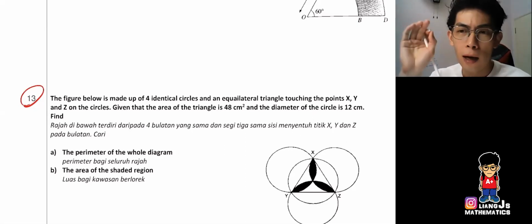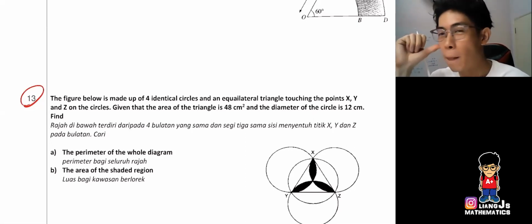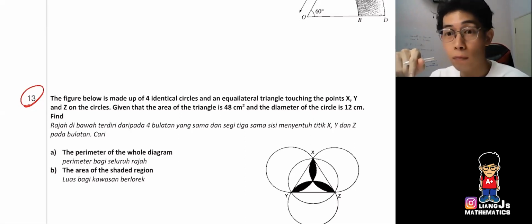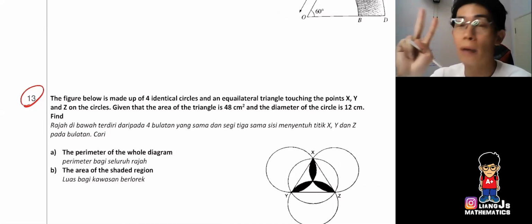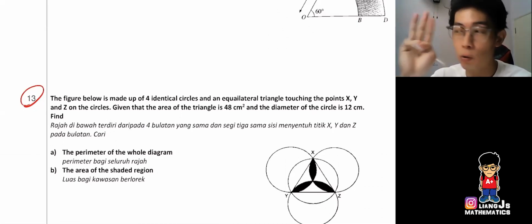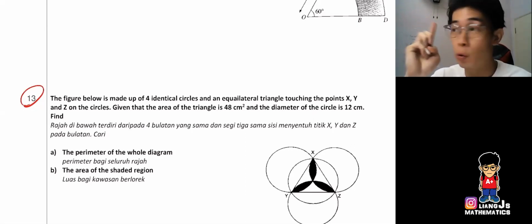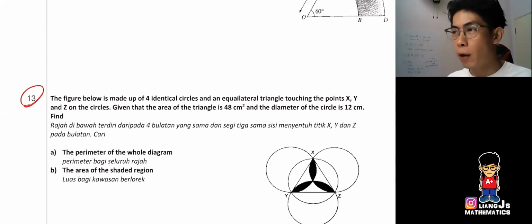Question 13. I remember question 13. I put it in my advertisement, the funny advertisement, very cringe. I say that to get the shaded regions area, you need 2 shades to get 3 leaves, right? To get 3 leaves. So how to get that and how we explain this question, you look at how the whole thing goes.